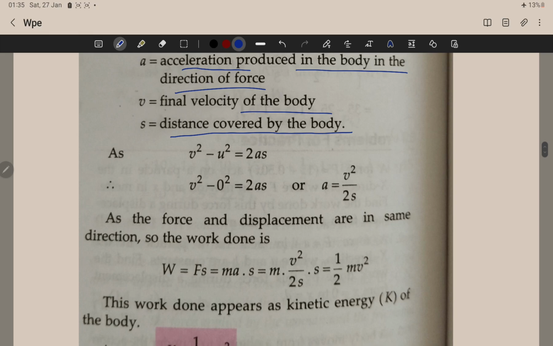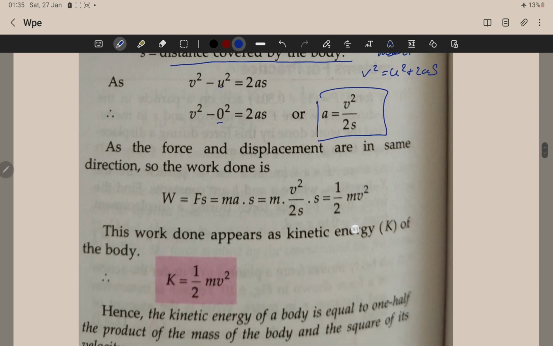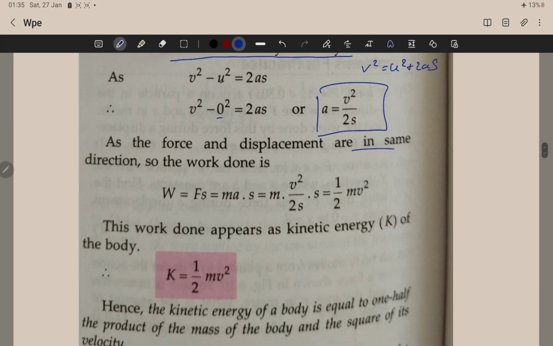Here we can use the equation of motion. We know the third equation of motion: v square equals u square plus 2as, or we can write v square minus u square equals 2as. If we put u equals 0, from here we can find the acceleration. So acceleration will become v square by 2s. As the force and displacement are in the same direction, the work done is just the product of force and displacement.